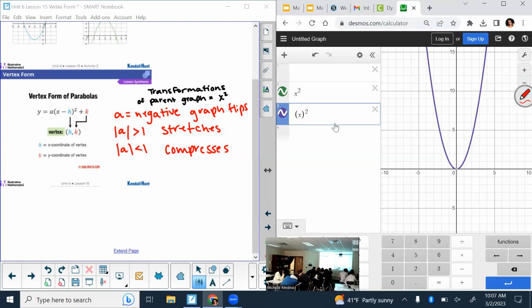Like a number, just give me a number. 4. Okay, 4. Say that we plug in a positive 4 for the h. The way that it'll look is x minus 4, right? Because it always looks different in the equation, but h is plugged in as a positive 4. What happened to the graph? Where did it move?